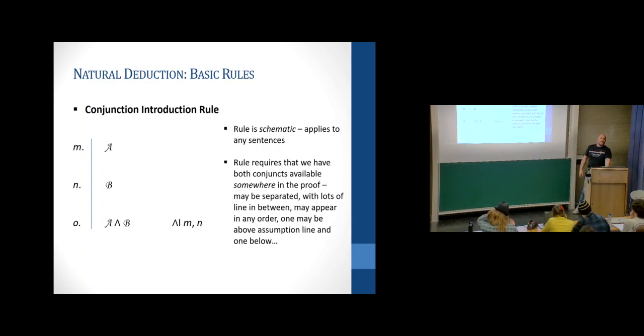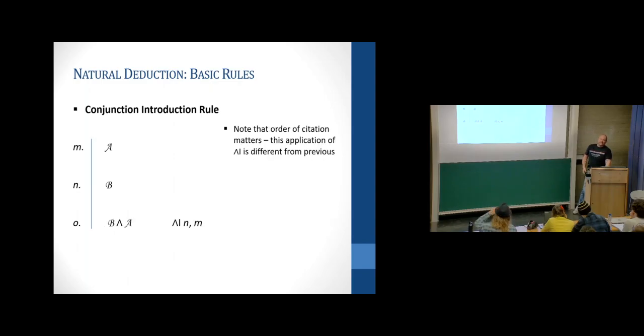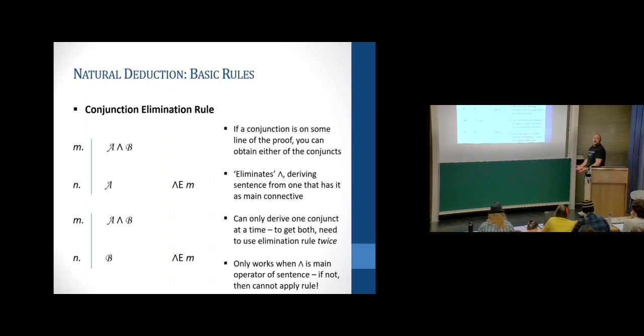Here's the other rule for conjunction. Conjunction introduction doesn't really matter about order. You can play around. So you can get B conjunction A or A conjunction B. Doesn't really matter. The other rule for conjunction, unsurprisingly, we've already used it. Conjunction elimination. It says if you have a conjunction on your proof line, you can break it and get one of the conjuncts. Note, if you want to get both conjuncts, you've got to use the rule twice. You can only get one part at a time.